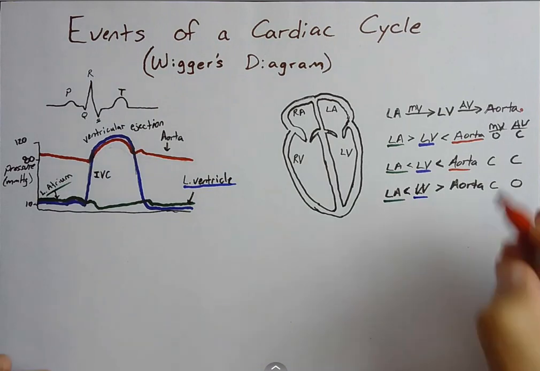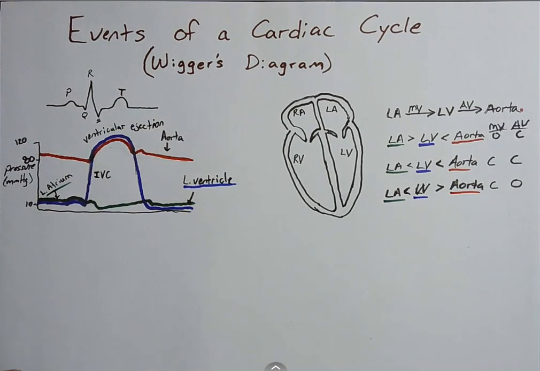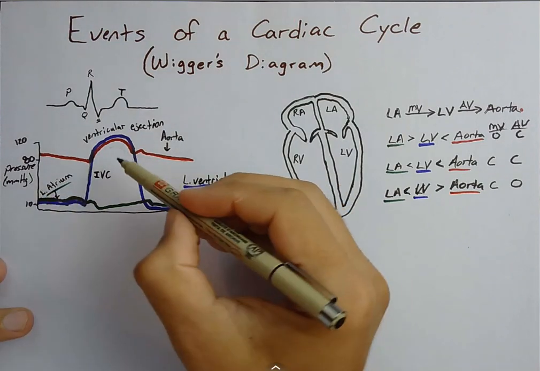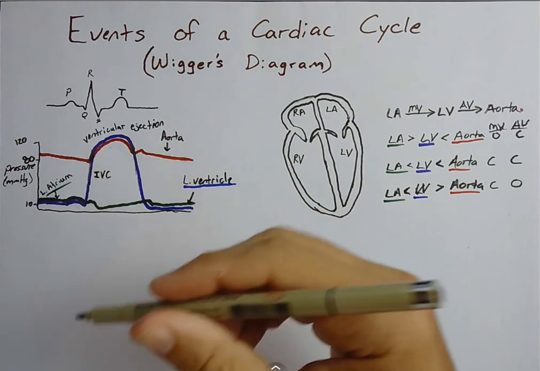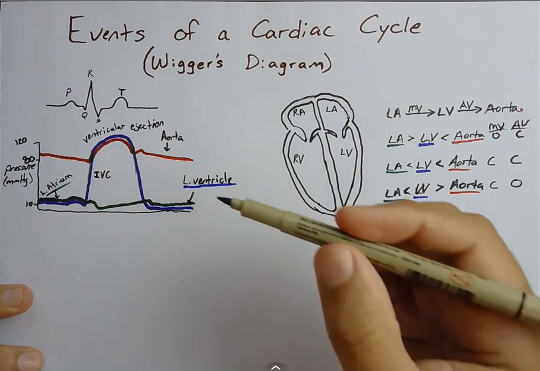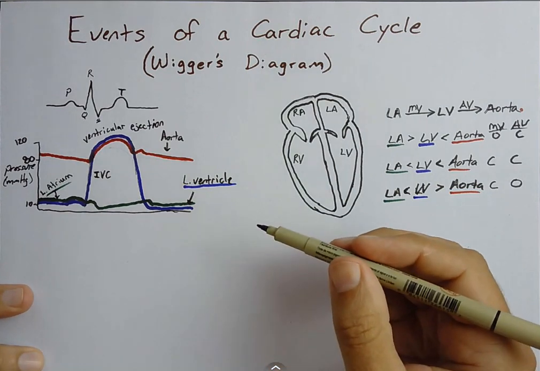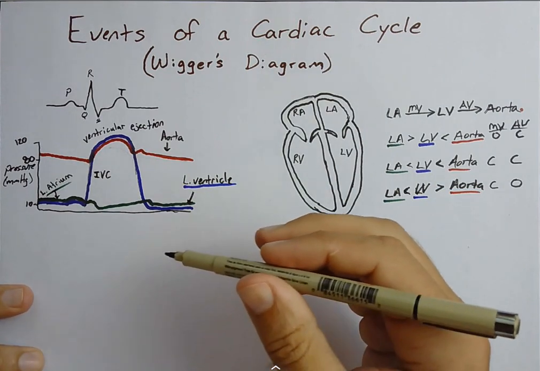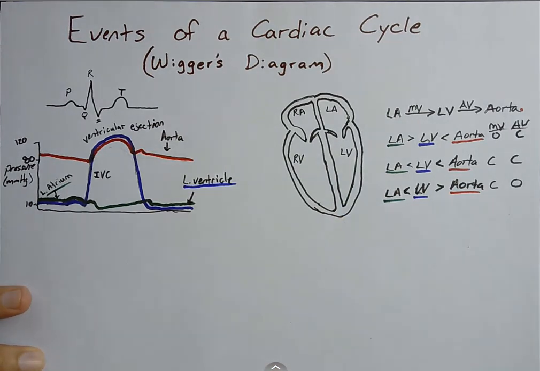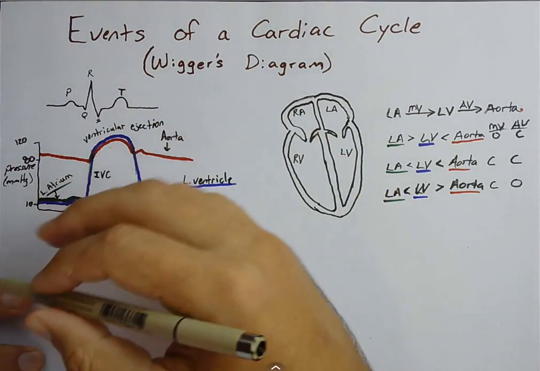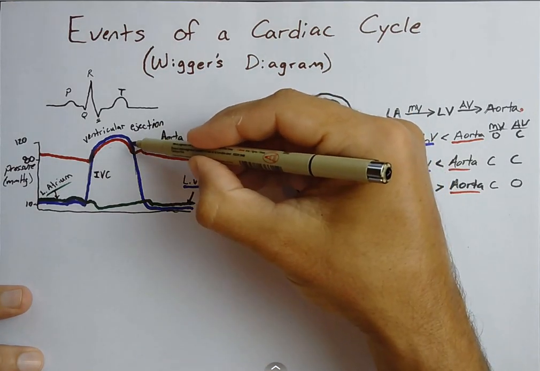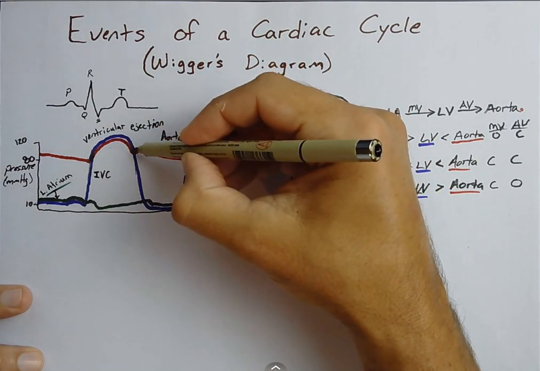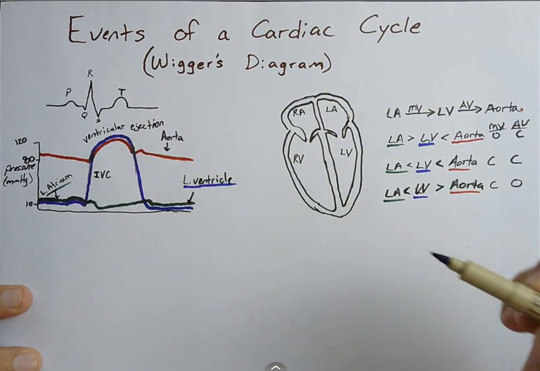But now the heart is going to start to relax because ventricular diastole is going to start up. The depolarization of the ventricles stops. The repolarization of the ventricles begins. And as they are repolarizing, they start to relax. Once they've completely repolarized, all those muscles are relaxing. So now the ventricular pressure is going to decrease, decrease, decrease, decrease.